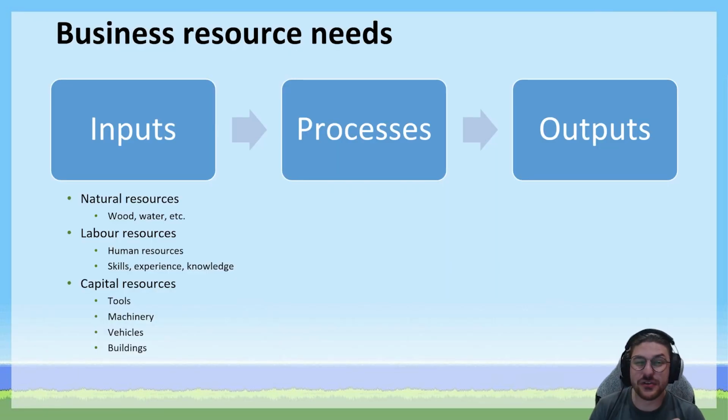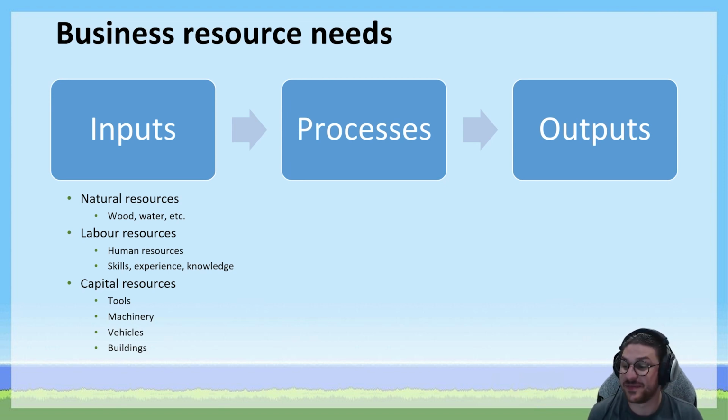When we're talking about business resource needs, we're talking about the first stage of the operations system. If operations is doing the core function of your business, for manufacturing businesses, it would be making whatever it is that you make. For service-based businesses, it would be delivering the service that you're paid to deliver. If operations is the core function of your business, then the inputs are what you need to make that happen. This is where our resources are found. This is where we need to consider our resources.